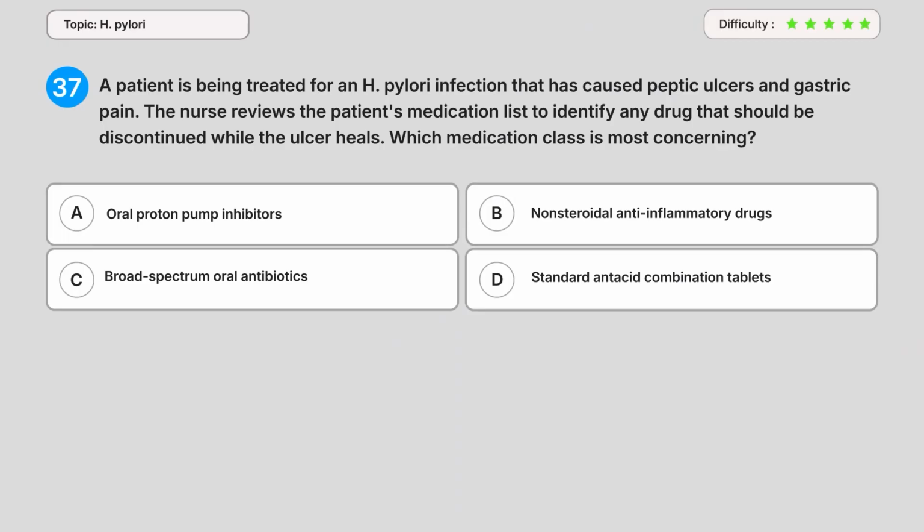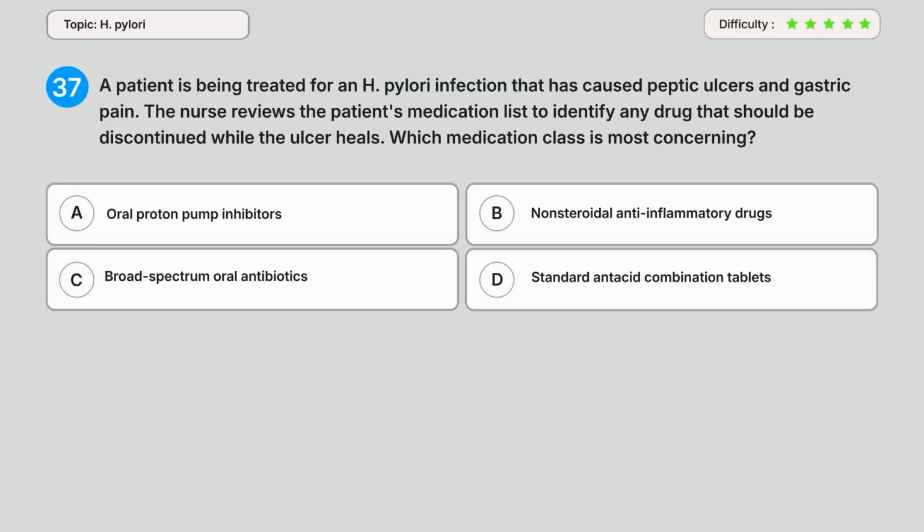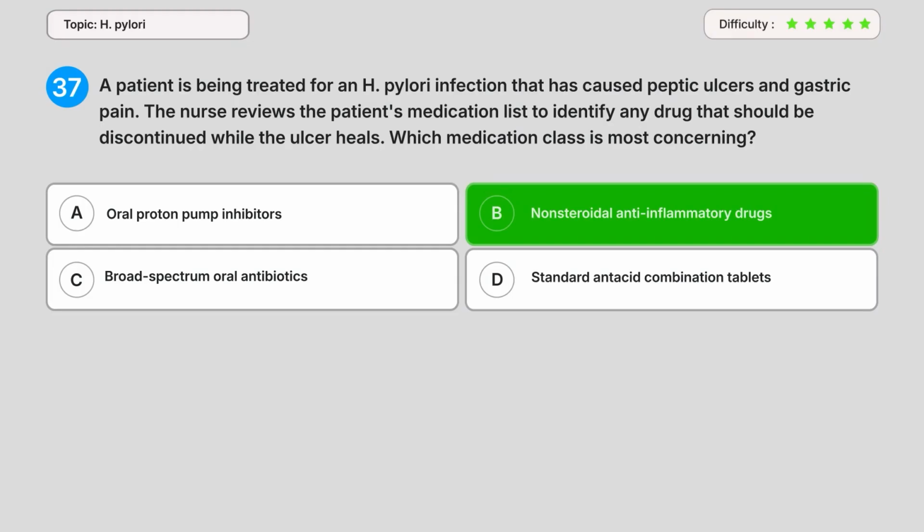A. Oral proton pump inhibitors. B. Non-steroidal anti-inflammatory drugs. C. Broad-spectrum oral antibiotics. D. Standard antacid combination tablets. Do you know the answer? Correct answer. B. Non-steroidal anti-inflammatory drugs.